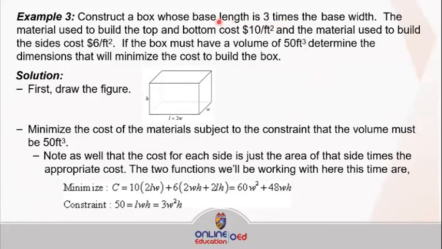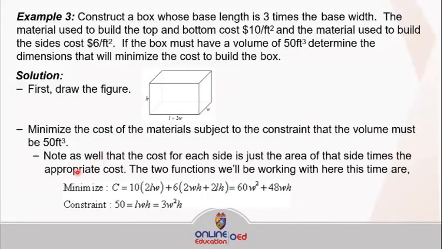So we have the givens. The length is 3 times the base width. Since we need to illustrate or draw this, given that the length is equal to 3W, where W is the width, and we also have the height. So we have a box and the side of the width. Next, minimize the cost of the materials subject to the constraint that the volume must be 50 cubic feet, which is the given volume.